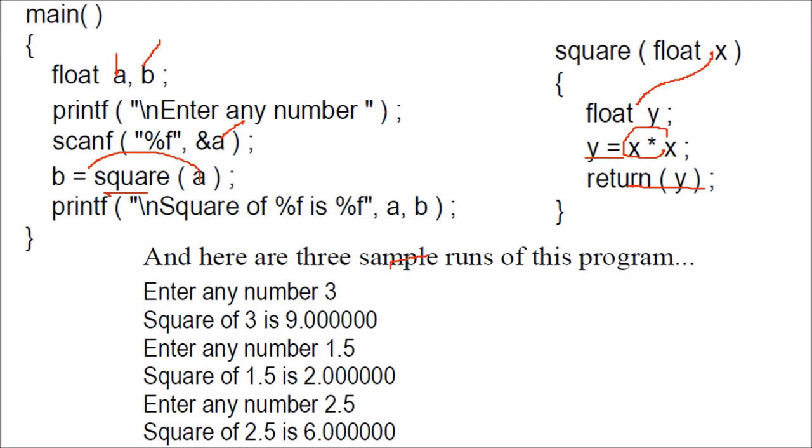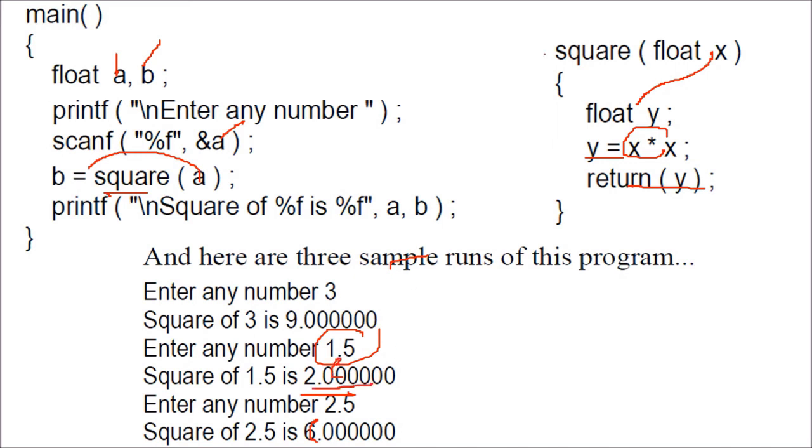But here is the case. The case is when you are giving 1.5. 1.5 into 1.5 is not 2.0. 2.5 into 2.5 is not 6.0. In fact, it is 6.25. So wherever this 2.25 and 6.25 has gone, why do we have just 0, 0?